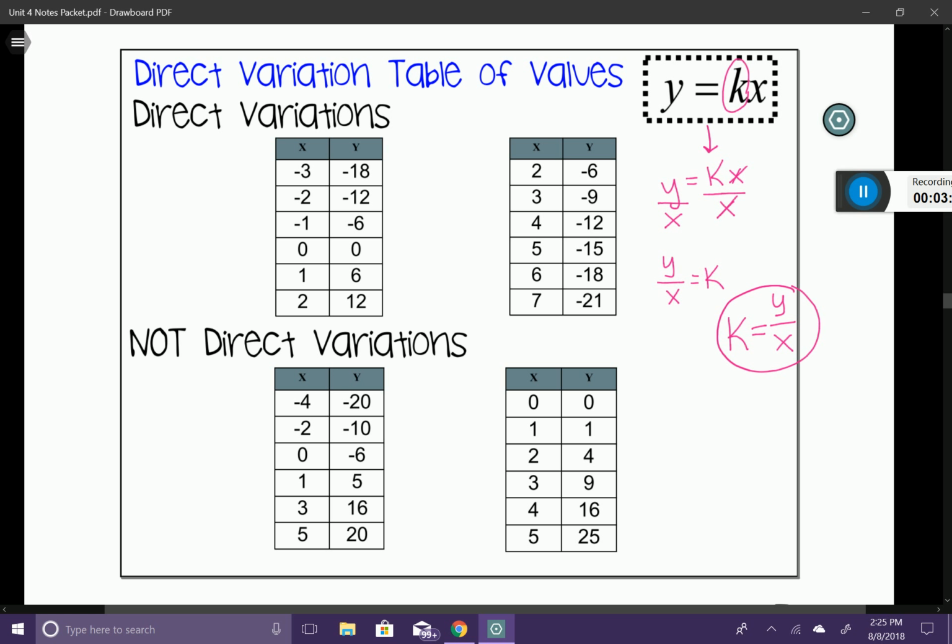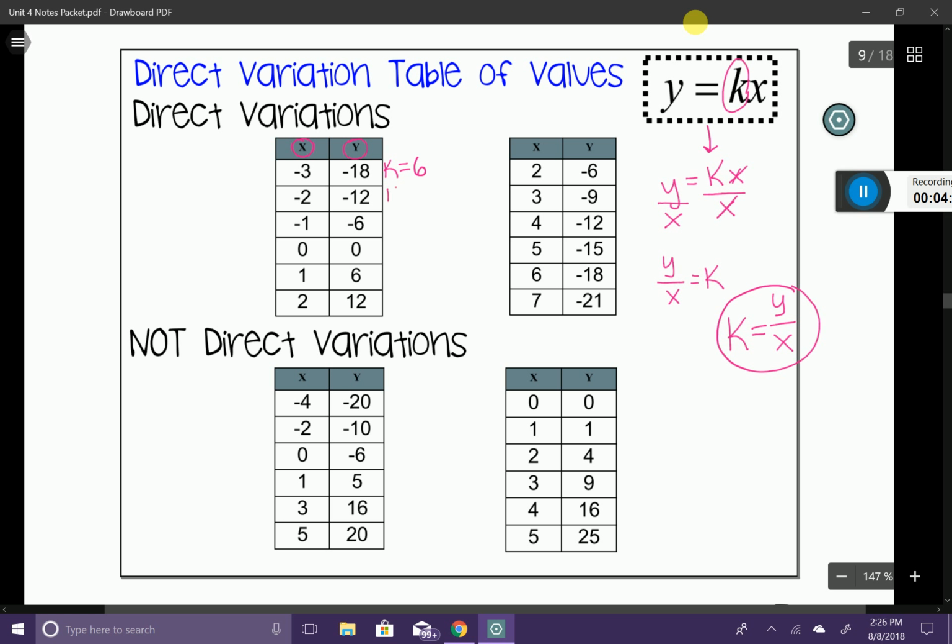Now what I want to do is figure out which one of these tables has a slope that is y over x and it's all the same. Let me show you what I mean here. You can see that in my table of values, I have an x and a y. So let's go ahead and solve for k for each of the pieces here. I'm going to divide y divided by x to give me my k value. You'll see in the first one, -18 divided by -3 is going to give me 6.